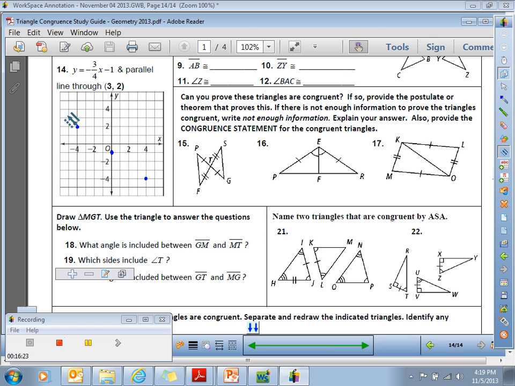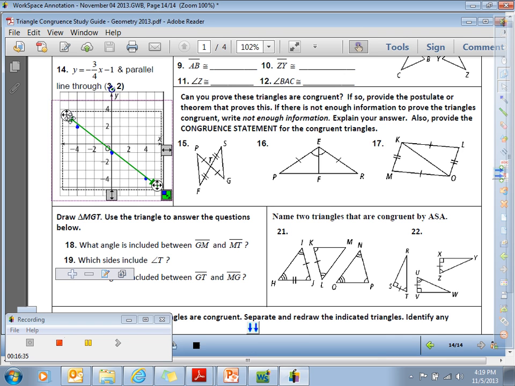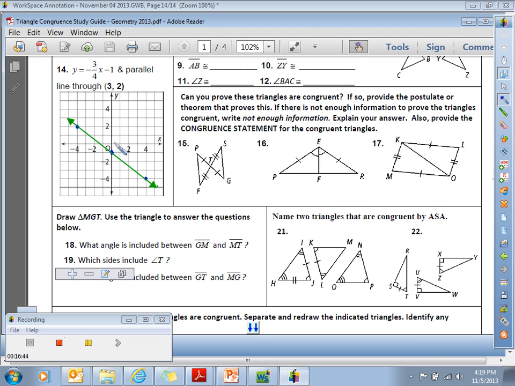It's a little hard for me to draw this, but I will. Okay, I think that's the best I can do. So there's the original line. Now we want to make another line that's parallel through 3, 2. So it's going to go through 3, 2. Let's go ahead and plot that.